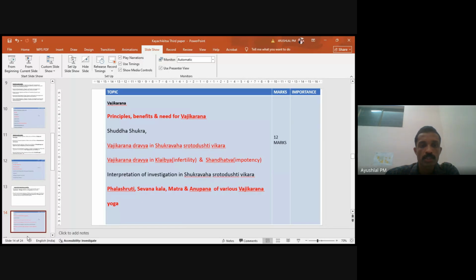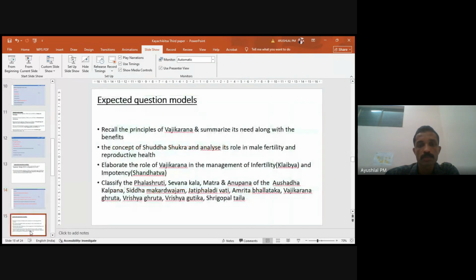Some of the expected questions are: recall the principles of Vajikarana and summarize its need along with the benefit. So these can be asked. You can expect a 10 marks question as well as a 5 mark question. If not a single 10 mark question, 2 five mark questions can be expected. So recall the principles of Vajikarana and summarize the need along with the benefit. You should know what Vajikarana is, what its importance is.